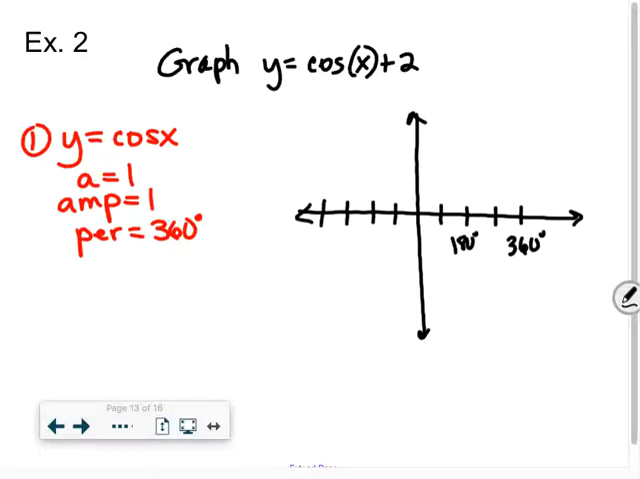Again, today I didn't mess with period length and amplitude changes just because I wanted us to get the hang of it. Let's do some forward mental thinking. I know I'm going to end up shifting this up 2 units. It is going to have a vertical shift, so I'm just going to go ahead and make 2 ticks up. So cosine starts at the a value. A is 1.